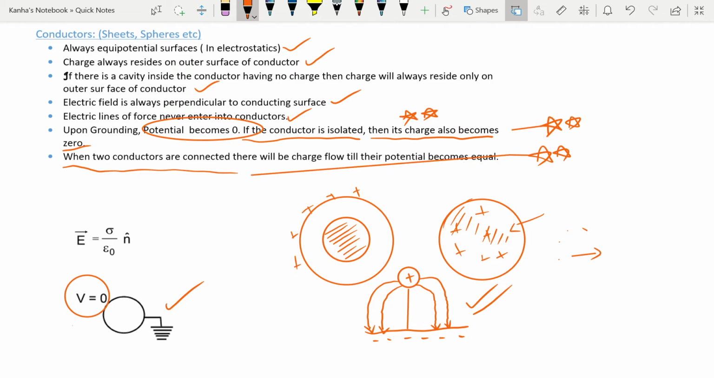So I'll just retell it again. When two conductors are connected, let this be the first conductor, this be the second conductor, they will be connected by some electrical wire. A charge will flow between them till their potential becomes the same. If initially it was V1 and V2 and it had charges Q1 and Q2, charges will flow till the potentials become V for both.